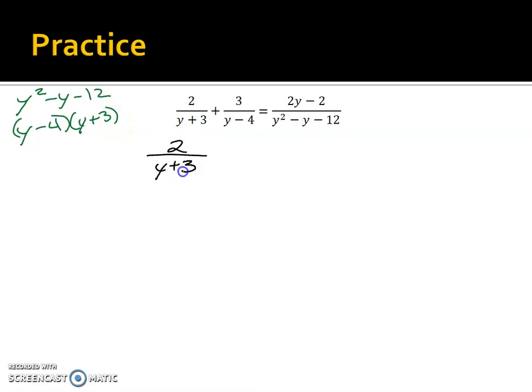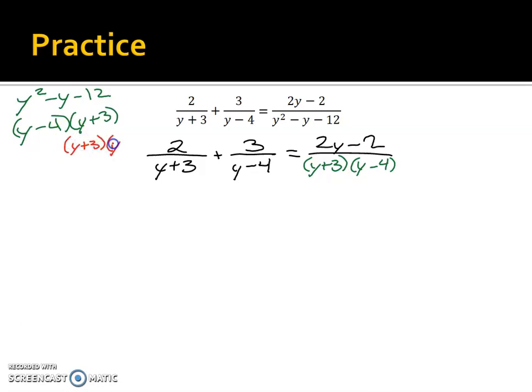It's 2 over y plus 3, plus 3 over y minus 4, equals 2y minus 2, almost wrote 12, sorry, 2y minus 2 over, and then we just factored, that factors to y plus 3 times y minus 4. So when we look at this, we can see that our common denominator is going to be y plus 3 times y minus 4. This one has a y plus 3, so it needs a y minus 4. This one needs a y plus 3. This one already has both of them.